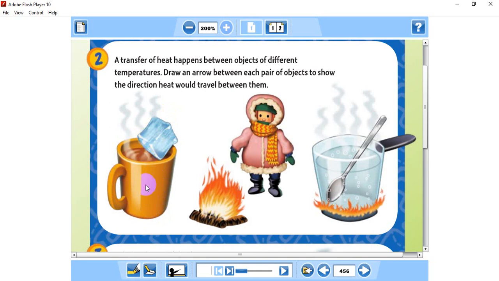If you want to draw the arrow, you have to start from where the energy moves from the warmer object to the cooler one. So which one is the warmer and which one is the cooler? The warmer is the glass here, the cup of coffee, and the cooler one is the ice cube. So you have to draw a line or arrow starting from the cup here to the ice cube. You have to draw it because I don't have the ability to draw here. Let me see if I have the ability. Okay, so like this.